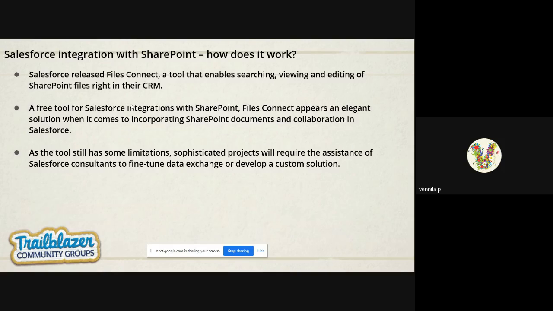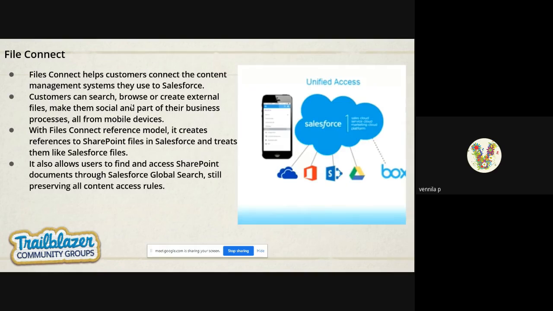Okay. Then here the main concept in Salesforce, we are using Files Connect, so this Files Connect integrates with some other external system. Using this Files Connect, we can search, view and edit some files from SharePoint inside Salesforce. Here I am going to provide some overview of Files Connect. Files Connect is the content management system that they can use in Salesforce, and customers can search and browse or create some external files, or make them social or part of a business process, or they can access them from a mobile device also.